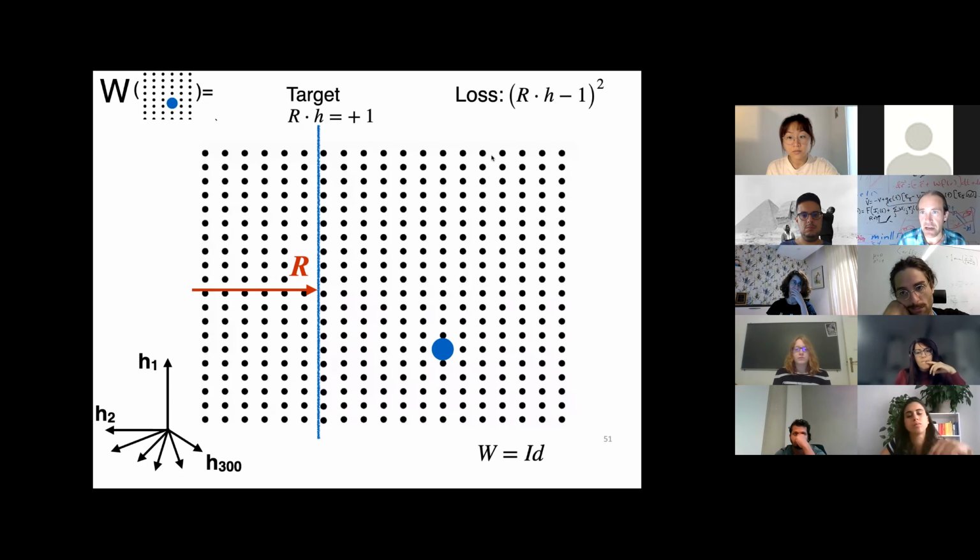then you will have a non-zero value of the loss, right? The dot product of your input sample, your represented input sample with a readout weight will not be 1, so this loss will be non-zero. So in this case, is the loss 0 or non-zero?